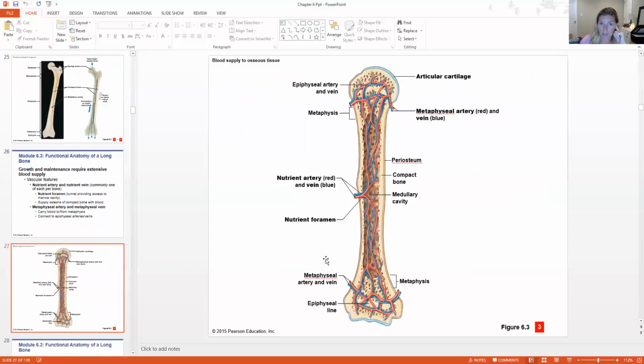Here you see them. This is the nutrient artery and nutrient vein supplying the diaphysis, and then the metaphyseal artery and our metaphyseal vein going into the metaphysis, supplying the epiphysis as well.